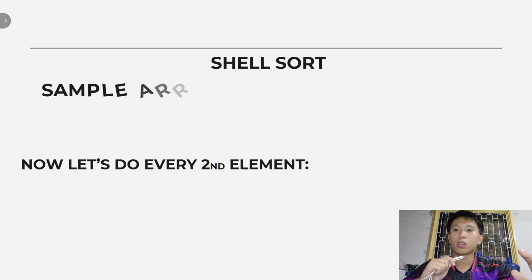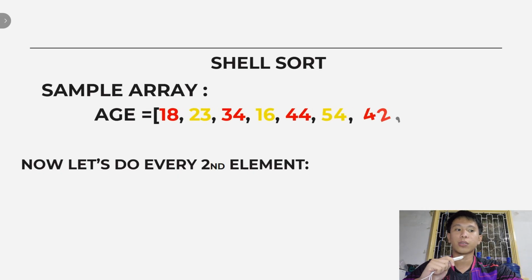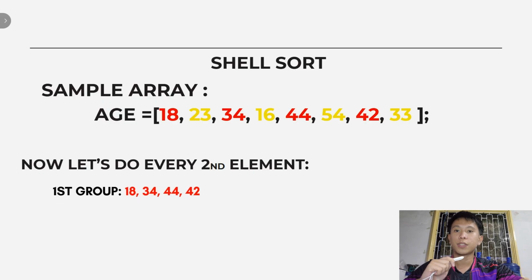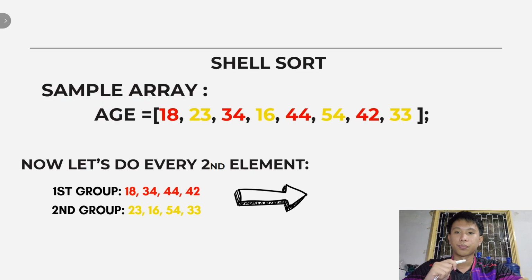So just based on the color we provided in this simulation, let's consider this as the first group: 18, 34, 42, and 44. Our second group will be 23, 16, 54, and 33. Same as what we did in the previous slide, we'll do insertion sort.